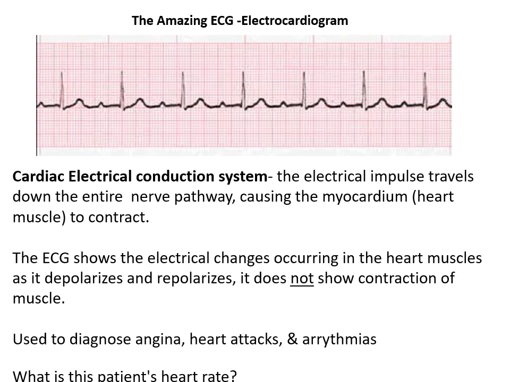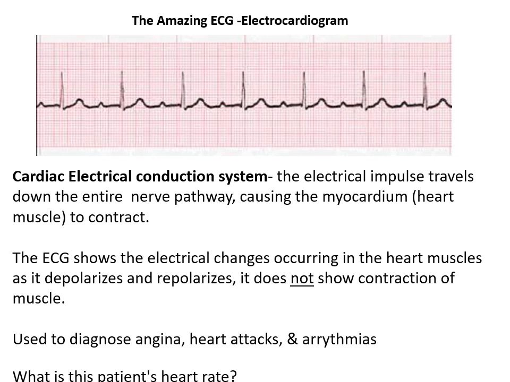So there's one way. Typically you're given a 6-second rhythm strip. If you're given a 6-second rhythm strip and you count the number of QRSs, the number of large deflections, then you should be able to calculate the heart rate. So let's look at this one. This is a 6-second rhythm strip, and there's 7 beats on it.